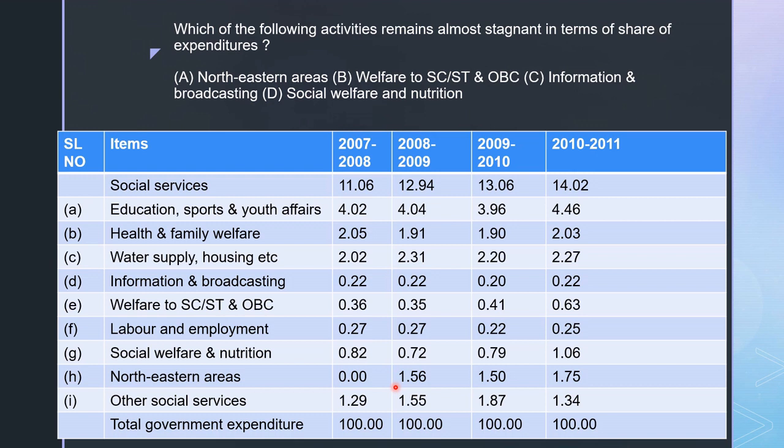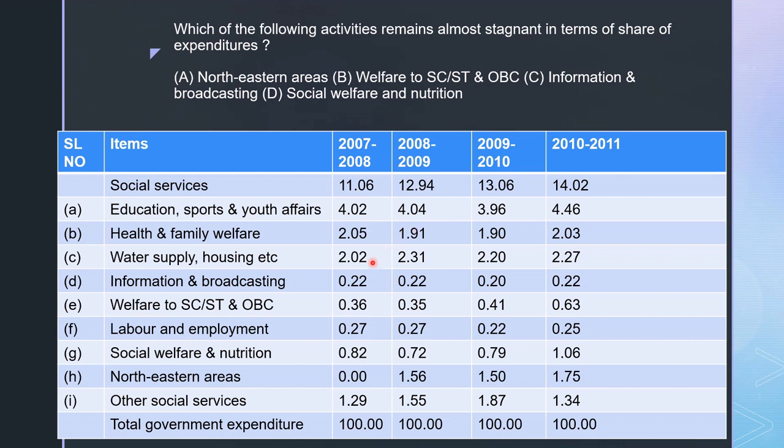Option B is welfare to SC, ST and OBC. If we carefully follow this graph, the first value is 0.36, next value 0.35, third value is 0.41 and the fourth value is 0.63. 0.63 is also much higher than 0.36, 0.35 and 0.41. So option B is also not stagnant in terms of share of expenditures, right?